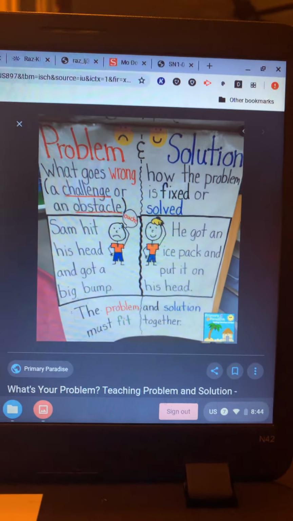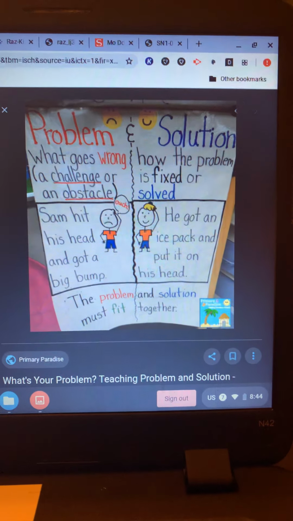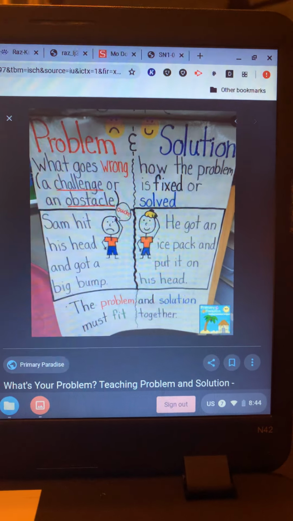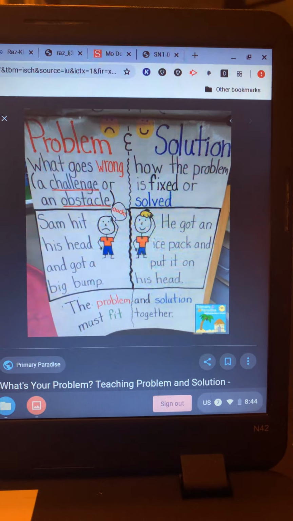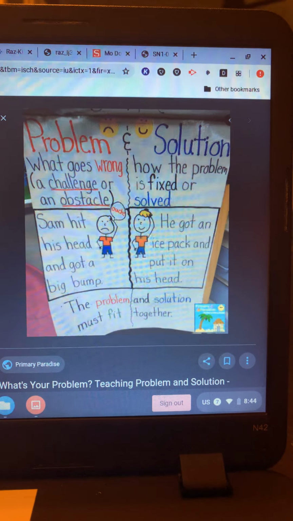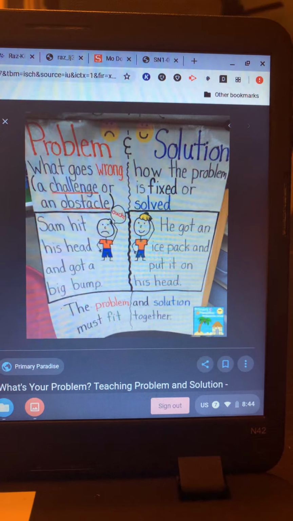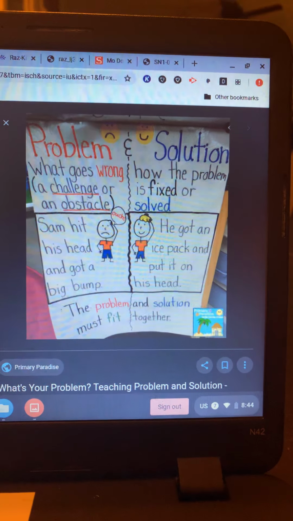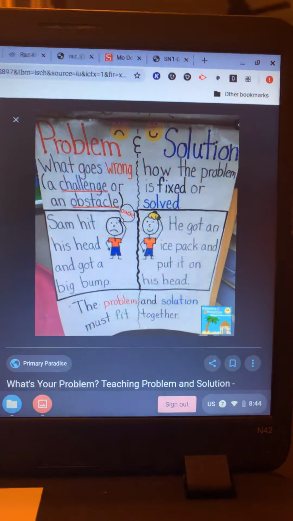All right, so problem and solution. Problem is what goes wrong. So it's either a challenge or an obstacle, something that happens wrong in our story. And the solution is how the problem is fixed or solved. Okay, and so here we have an example. The problem here is Sam hit his head and got a big bump. Well, the solution was he got an ice pack and put it on his head.